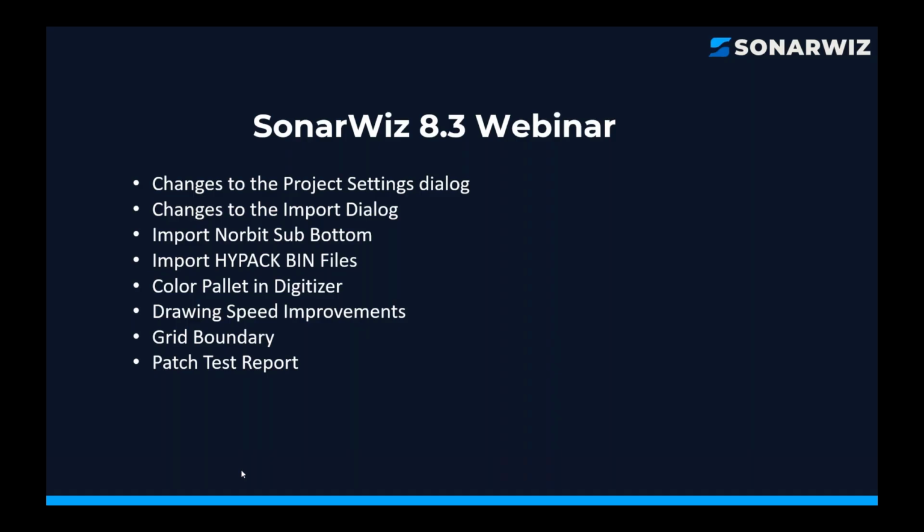We improved some drawing speeds. You would notice that in the map window when you're zooming in or zooming out. And we're always trying to improve the drawing speeds and trying to improve the overall speed of SonarWiz. In the grid tool, we added a way to make a boundary around your sonar grid or your bathymetry grid, maybe even a magnetometer grid, so you can control where the grids are actually being generated. So that would be like with a polyline or some type of feature. And then we made some improvements to the patch test report.